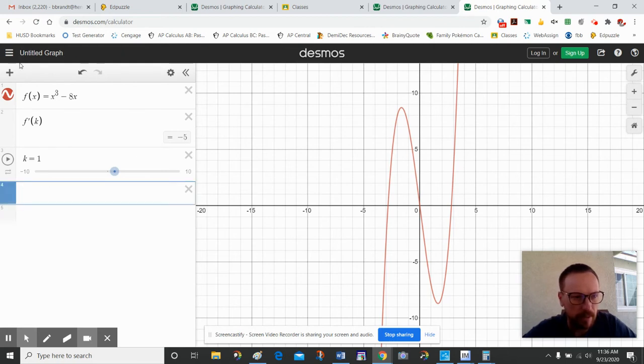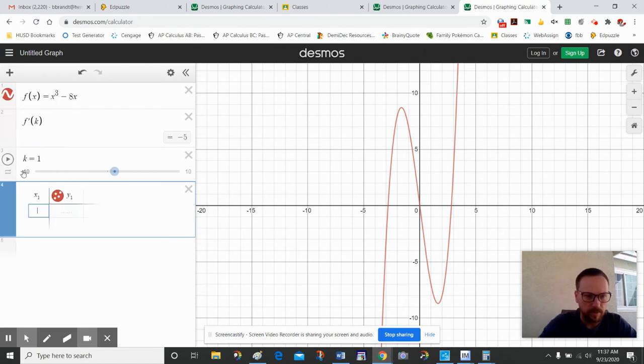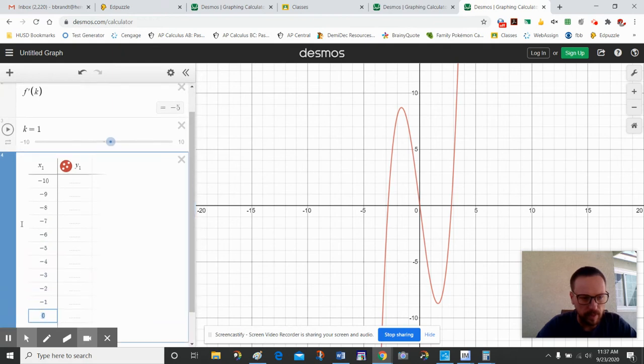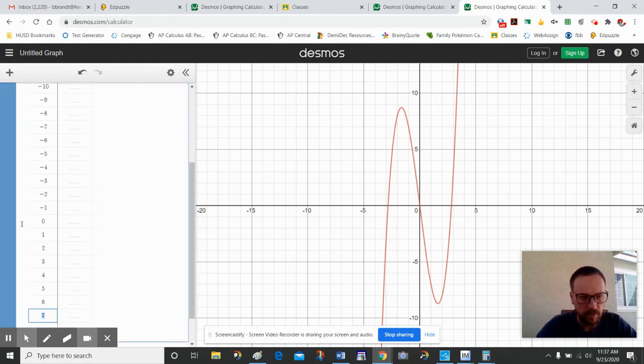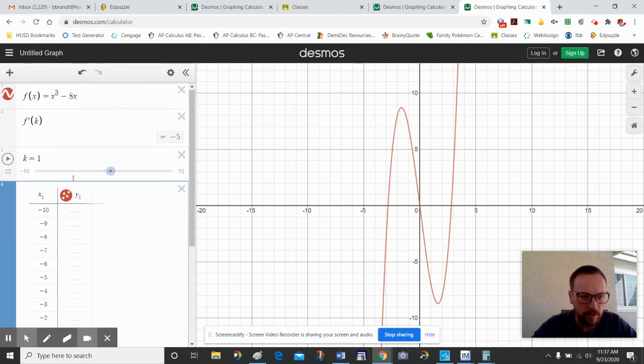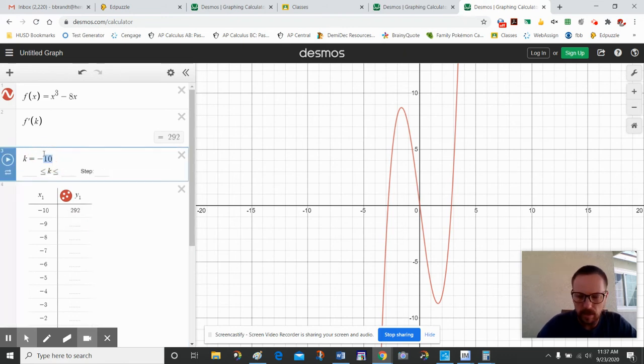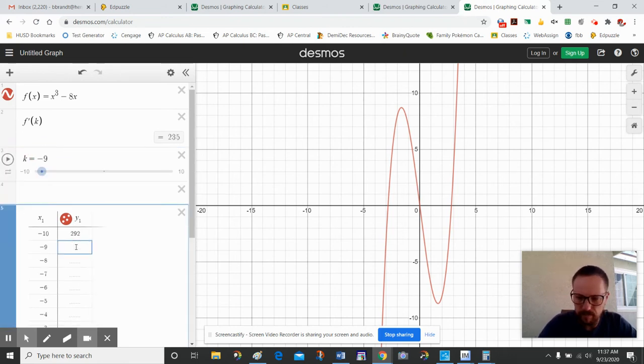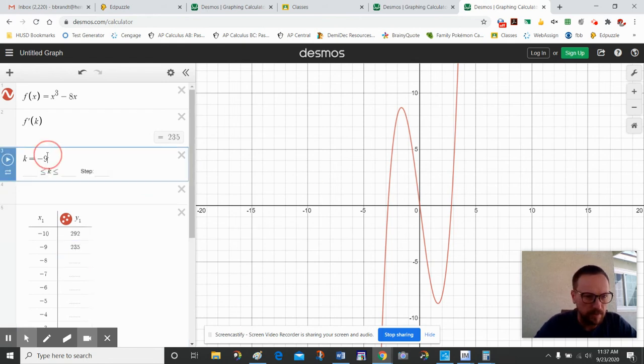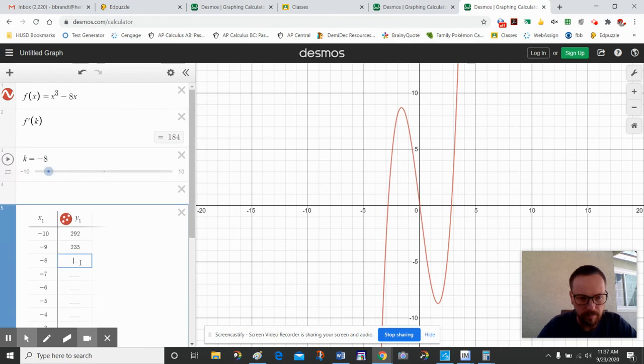And so now we're going to make a table, and it goes all the way from negative 10 to 10. So what the heck? Negative 10, negative 9, a lot of fills. Okay, so we'll do that. All right, and now we're going to take a look, and we'll go all the way back to negative 10. So we have 292. Okay, that's not showing up on the graph. All right, then we'll go 9, 235. All right, 8, 184.